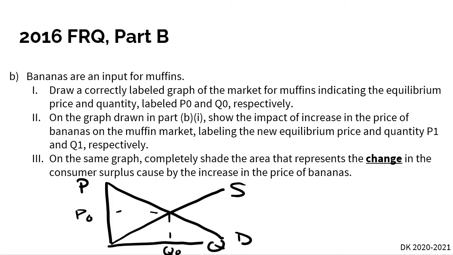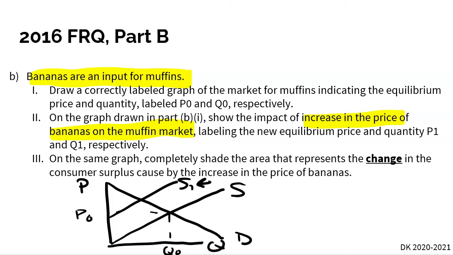B2 is asking, what happens if there's an increase in the price of bananas on the muffin market? We know that bananas are an input for muffins. In other words, to produce muffins, you need bananas. And so if the price of bananas increases, how is that going to impact our supply of muffins? Well, our supply of muffins is going to decrease. Why? Because bananas, a resource needed to produce muffins, became more expensive. So if you just drew the supply curve shifting to the left, you got another point here.